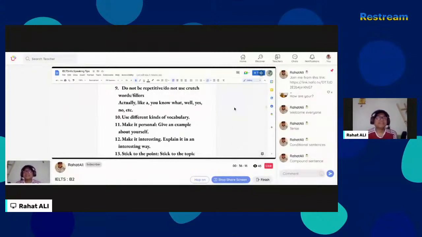Number 11, make it personal. Give an example about yourself, what it means. Then when you're giving an example in the IELTS exam, it's better for you to bring the example from your family.